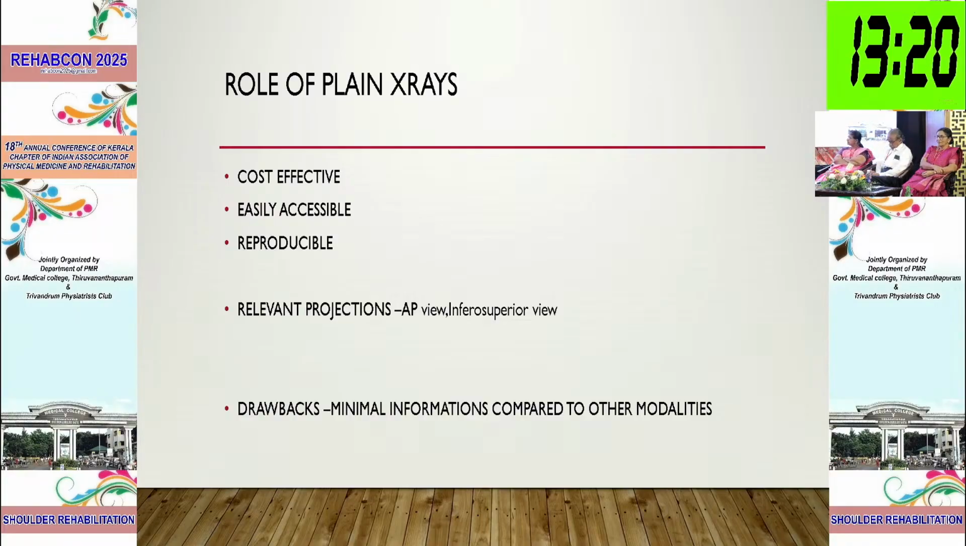Now, basically, an AP projection is enough to get into a first line of approach. Sometimes, rarely, we take an infero-superior view. Nowadays, we don't take much of that because CT reconstructions are coming. The basic drawback is that compared to ultrasound, CT or MR, the information we get is of course limited. But the approach always starts with an X-ray. That's very important.